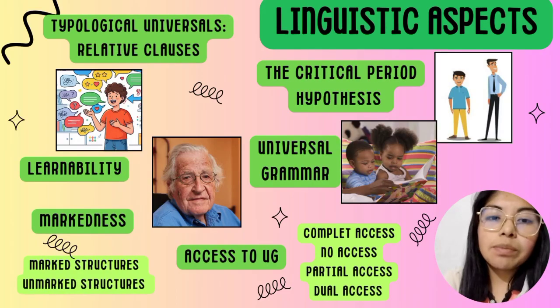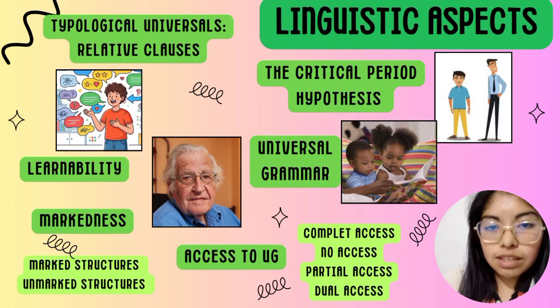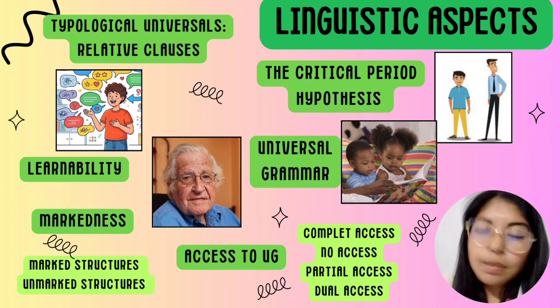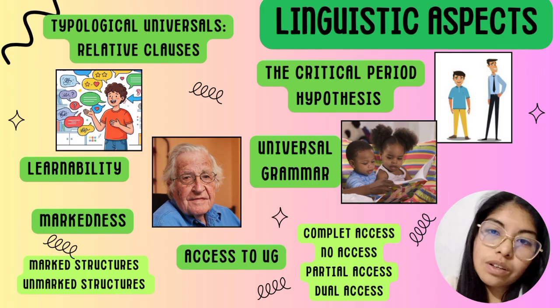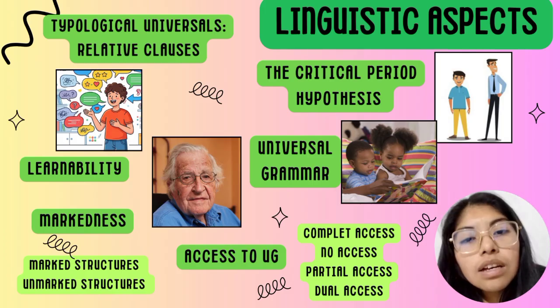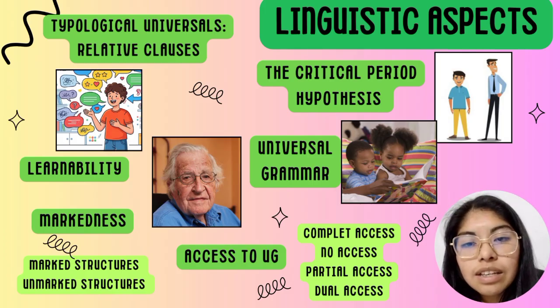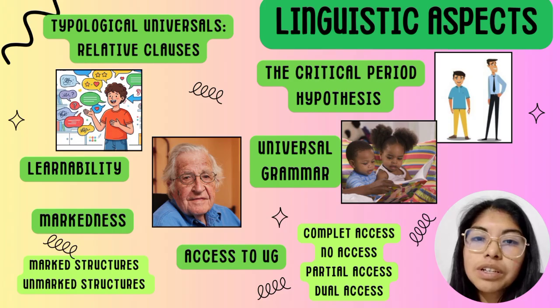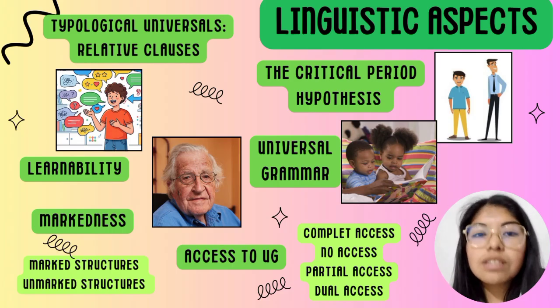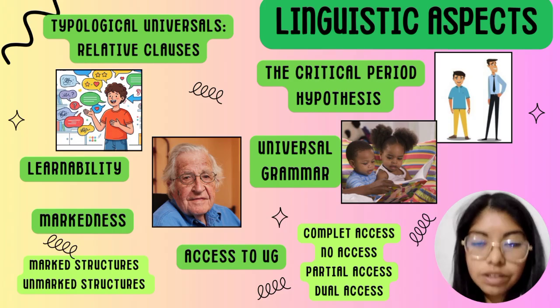And the last type of aspects are the linguistic aspects. They are six. The first one is the relative clauses. These are patterns found in almost all languages. And the next one is learnability, where some structures are easier to learn than others.